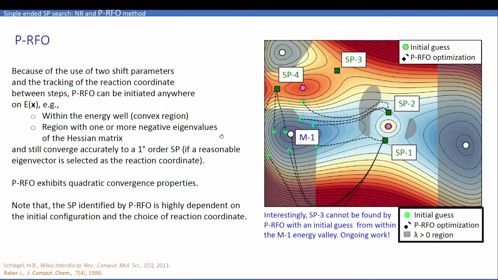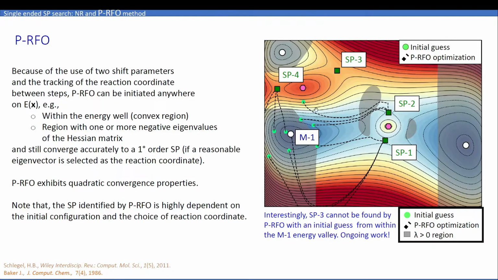And because of the use of two shift parameters and the tracking of the reaction coordinate between steps, PRFO can actually be initiated anywhere on the energy surface. You can start it from within the energy well, or even in regions with one or more negative eigenvalues of the Hessian matrix, and you still converge accurately to a first order saddle point. And in close proximity to the saddle point with an accurate estimate for the Hessian, PRFO may exhibit quadratic convergence properties.